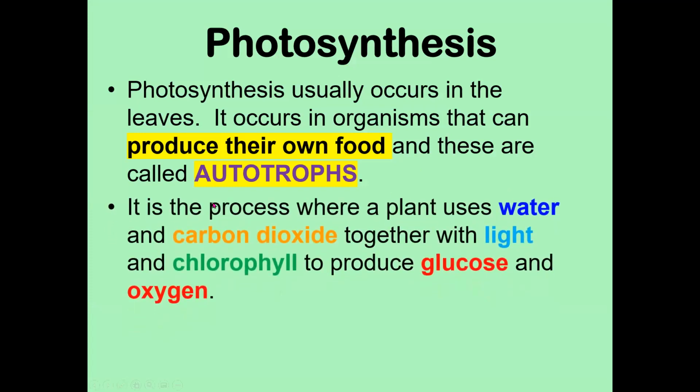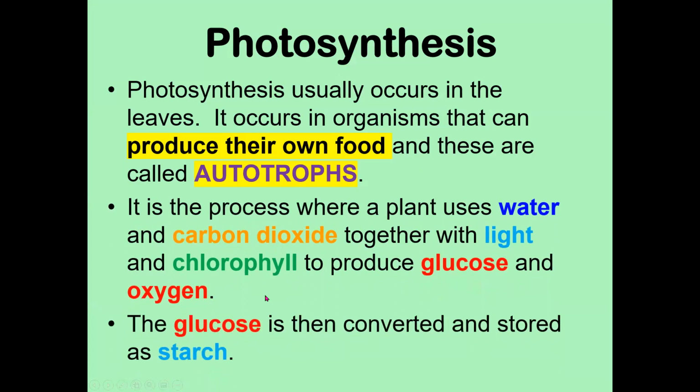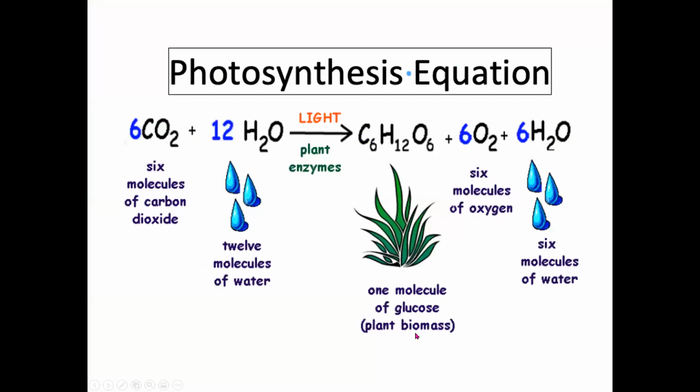And so again, water and carbon dioxide with light and chlorophyll, you get the glucose and you get the oxygen. And then the glucose has to be converted and stored as starch. The starch is broken down to glucose if required, but starch is the way it's kept. And here's a lovely diagram with a bit more detail.